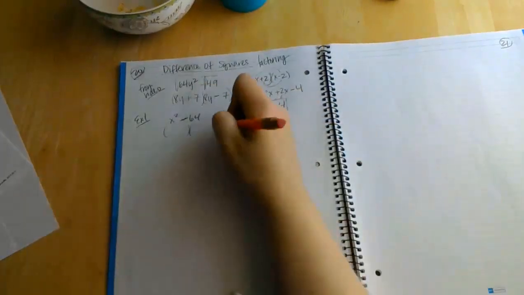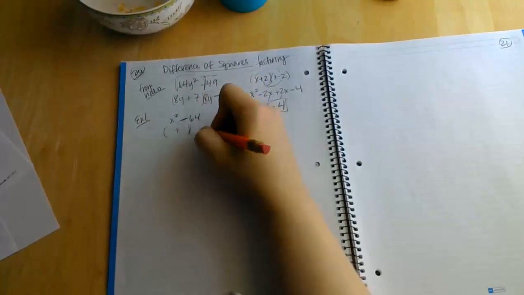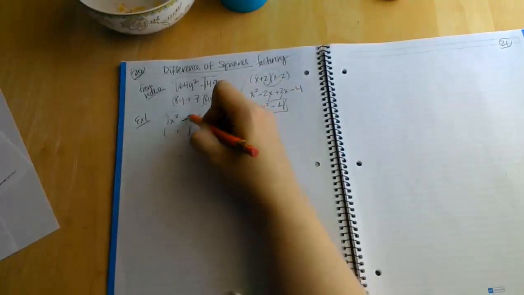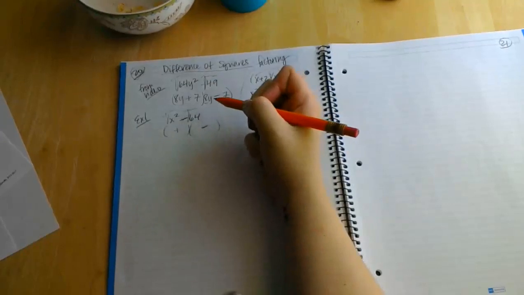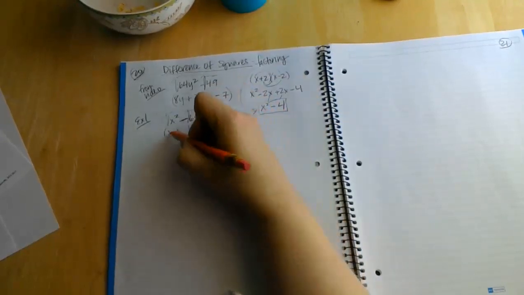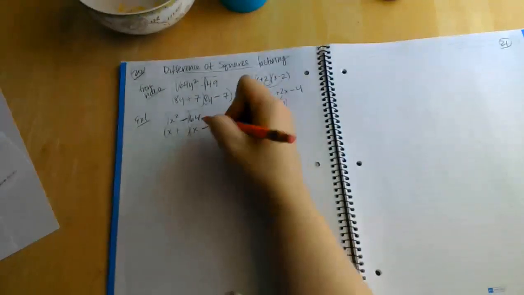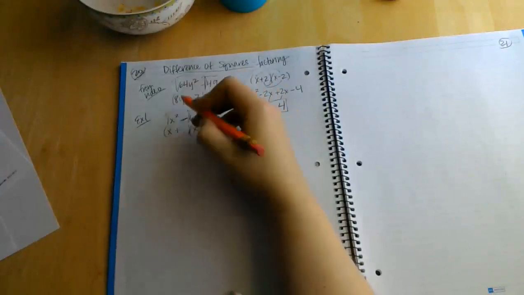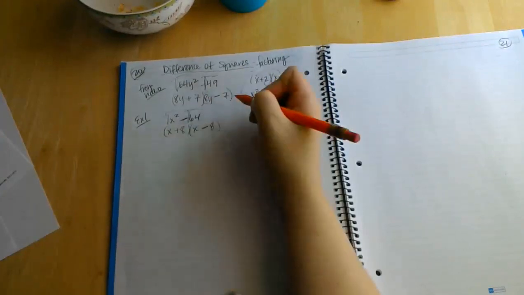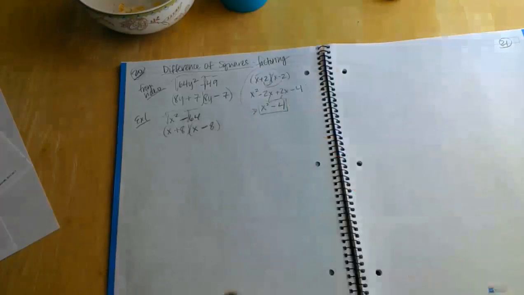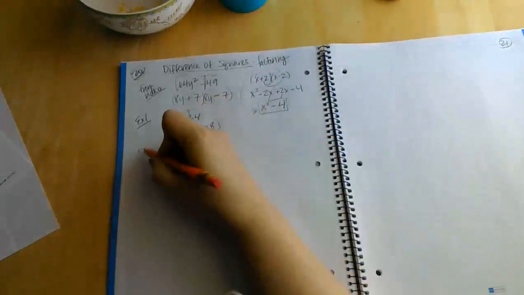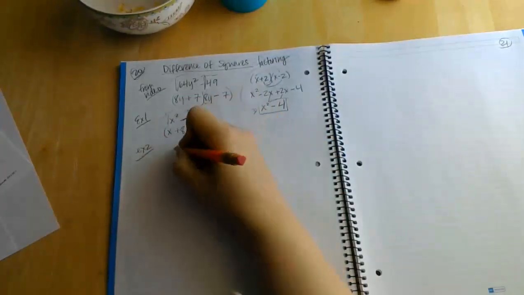So again, I'm going to have my two parentheses. One's a plus, one's a minus. I'm just going to square root both of these bad boys. X squared, I know that's going to be x. 64, we had it up here, so that's going to be 8 and 8. See? Isn't this easy? Let's look at another example.